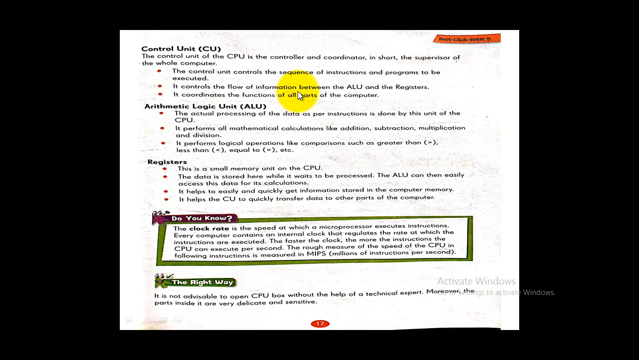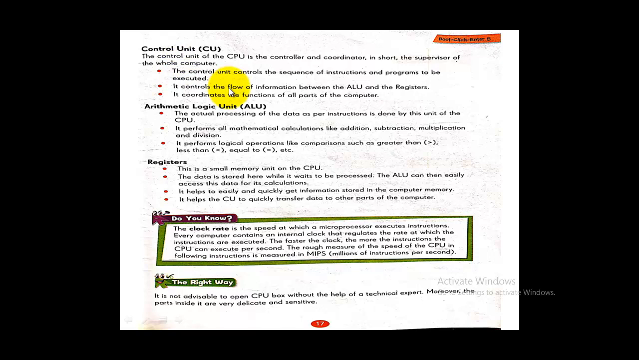Whatever information the user gives, it will control. Then the third is that it coordinates the function of all parts of the computer. That is why the CU, that is the control unit, is called the supervisor of the whole computer. Got it? Now I guess you got the logic, got the idea of this control unit.